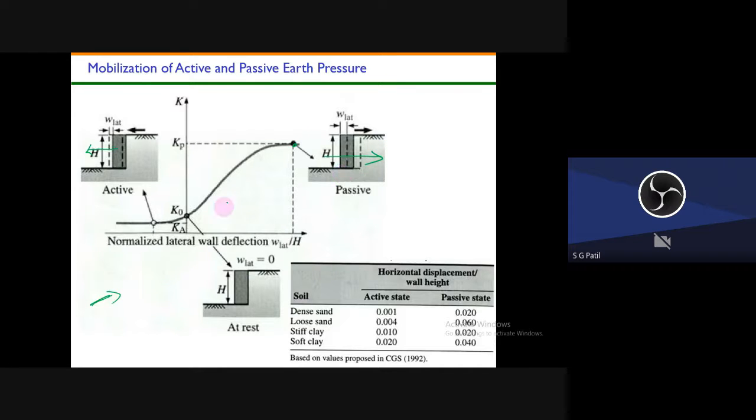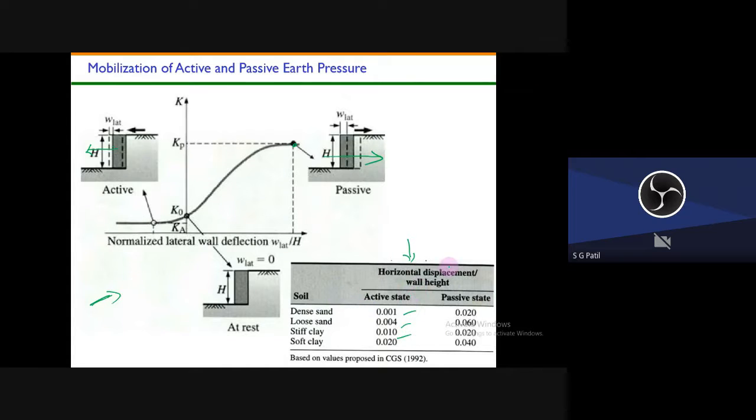And how much length should the wall move to obtain these different earth pressures? I have given a table here. Okay, so no need to remember, just to feel about these numbers. That's the purpose here. So don't try to remember these things.